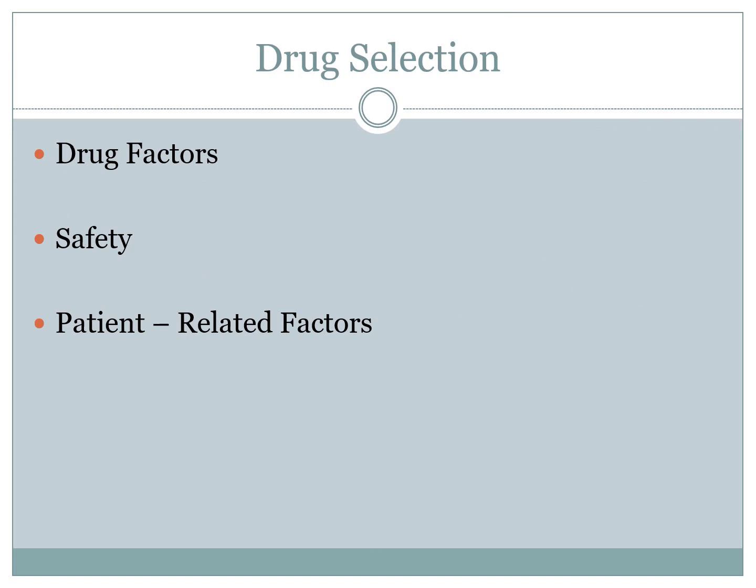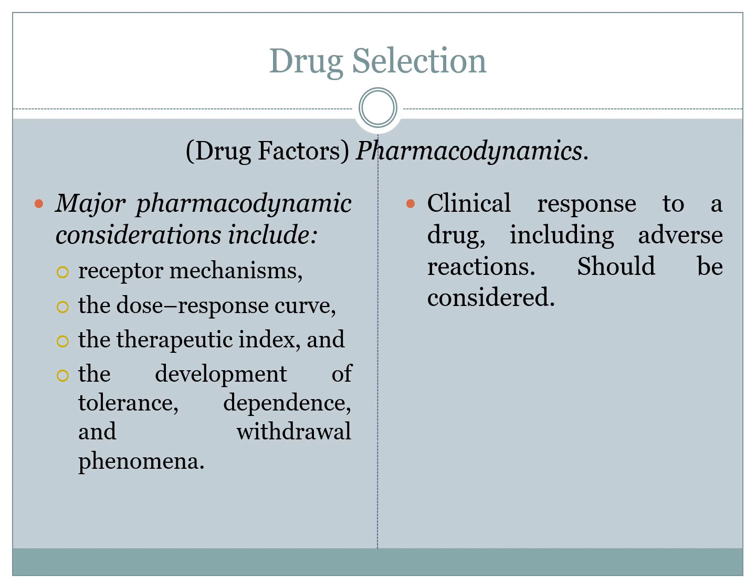So now the question is how to do a drug selection. Drug is selected on the basis of drug factors itself, safety of the patient, and the factors related to the patient. In drug factors, there are two terms, pharmacodynamics and pharmacokinetics.